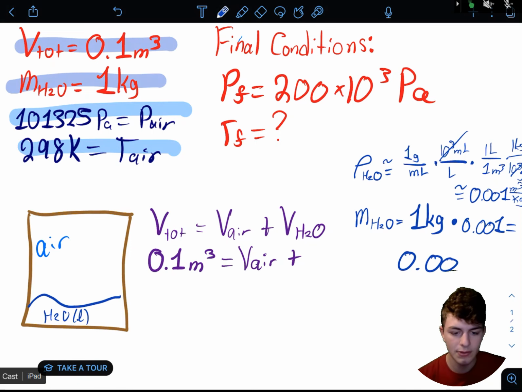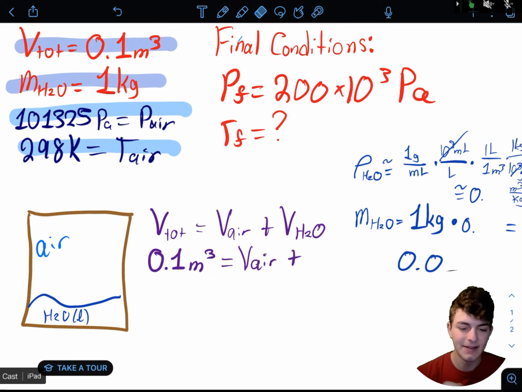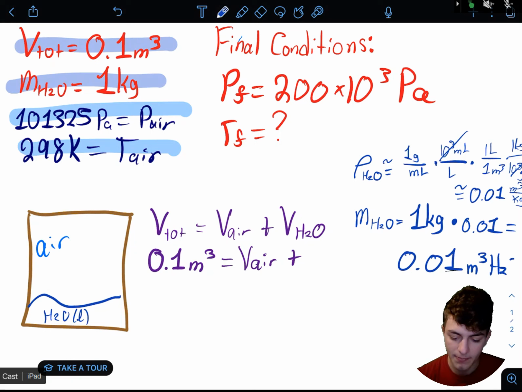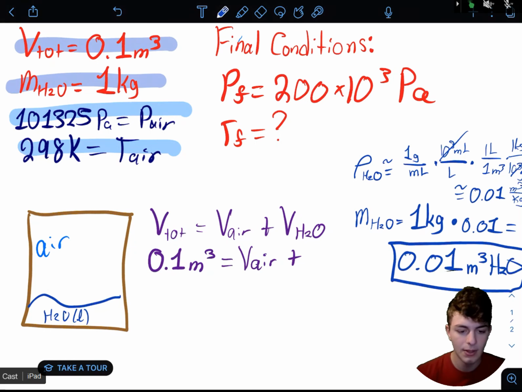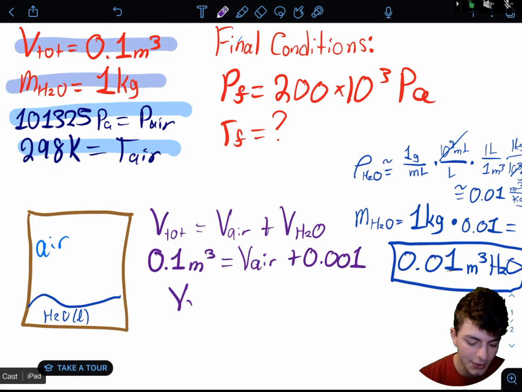I'm sorry, I messed up my units here. 0.01 should be to the hundredths place. 0.01 meters cubed of water is how much our volume of the water is. So I'll go ahead and throw that number into this equation here, and then we can solve for the volume of the air.